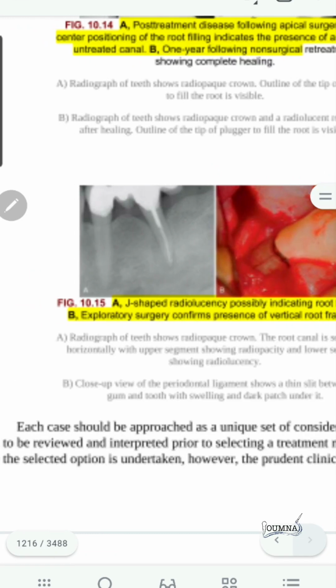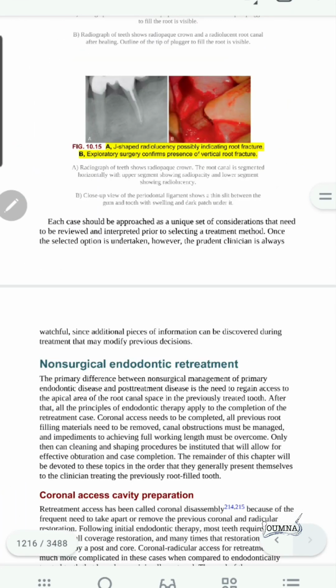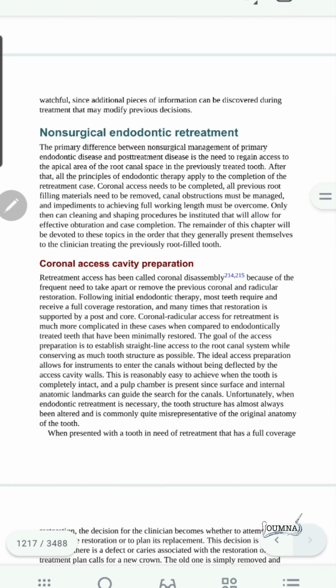Here, for example, we can see that the vertical fracture was suspected. So we did the exploratory surgery to confirm it. Then it was extracted. Now, if we did our diagnosis, we studied all the possible treatment plans, and we came to the conclusion that non-surgical retreatment is indicated. So let's discuss the steps that we are going to go into.